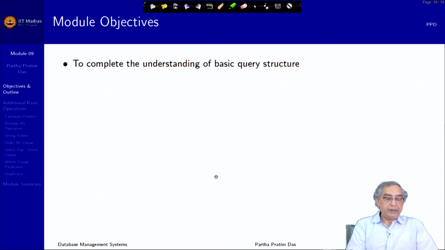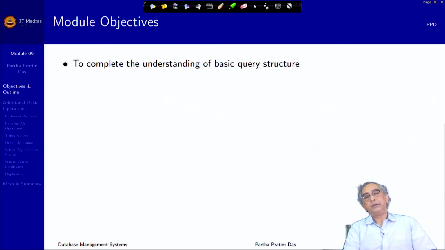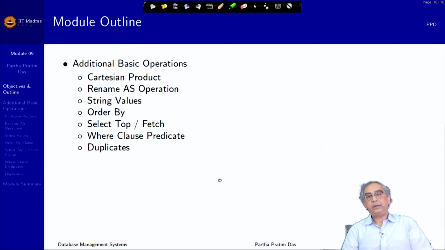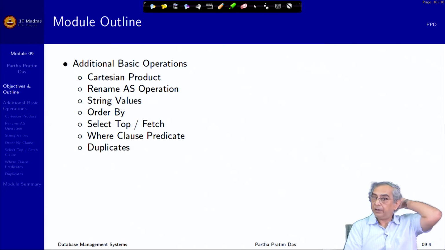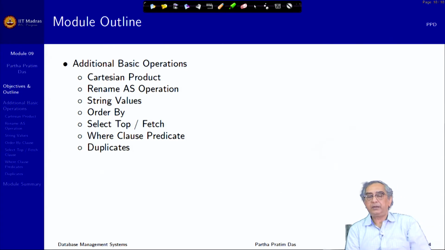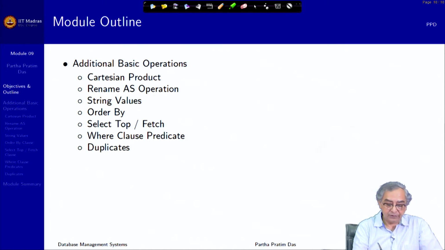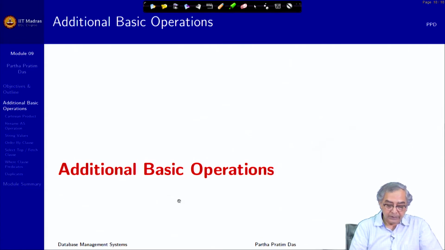Continuing on that, we will talk about several other features of the basic query structure, which enable you to write very different forms of query, and in some cases make it easier for you to write the query. Under this we have several things that we will discuss, continuing on from the Cartesian product that we talked about towards the end of the last module, and you will get the list on the left. So, let us get started. This is what we are calling additional basic operations.